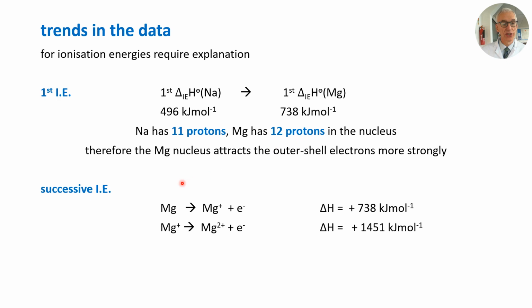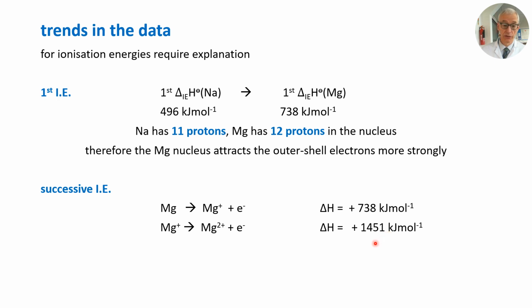So let's look at successive ionizations. Magnesium, first ionization energy, magnesium, second ionization energy. We can see the second ionization energy is much higher than the first. Pause and come up with an explanation for that trend, please.